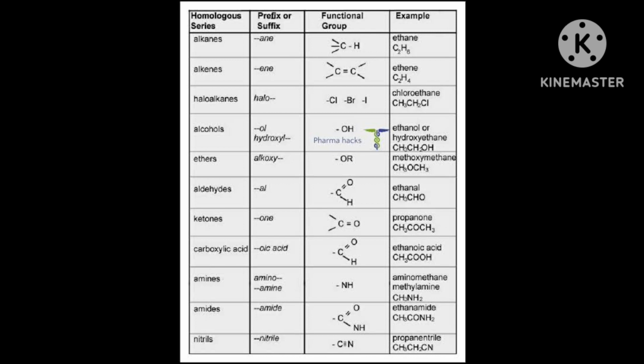There are a number of homologous series of organic compounds. Some of these are alkanes, alkenes, alkynes, haloalkanes, alkanols, alkanals, alkanones, alkanoic acid. These are the different series. Okay, these are the different homologous series. Just I have given examples.